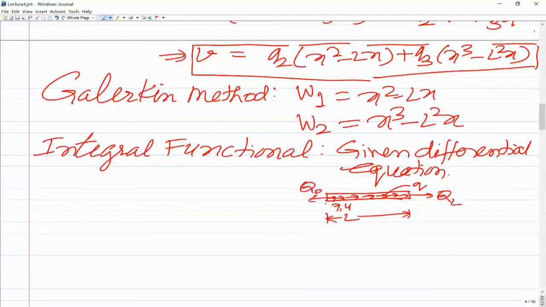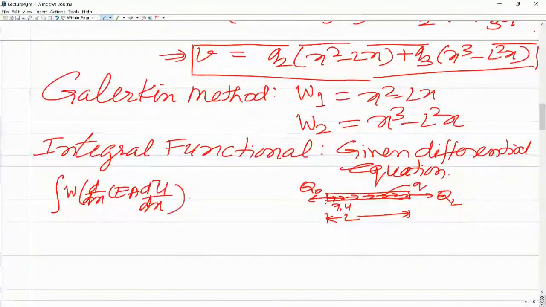So we know the differential equation for this problem, and we have already written the weighted residual statement. The weighted residual statement is integral of w times d by dx of EA into du by dx, plus q, dx equal to 0. So this we have said. Now this is the differential equation: d by dx of EA du by dx plus q equal to 0.